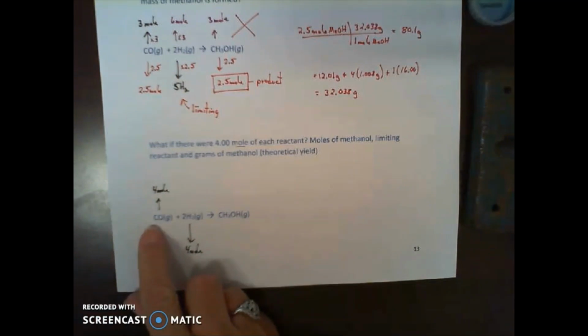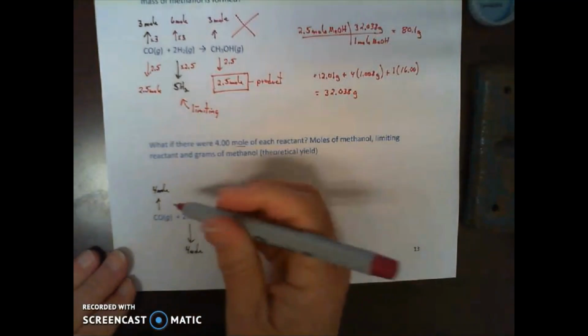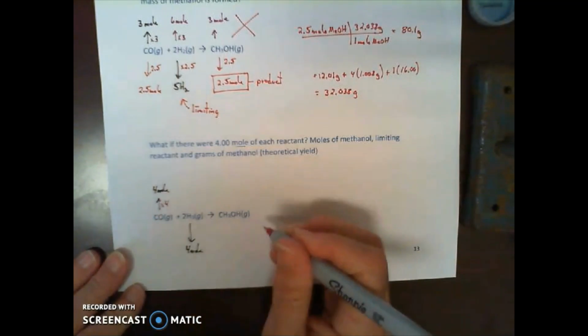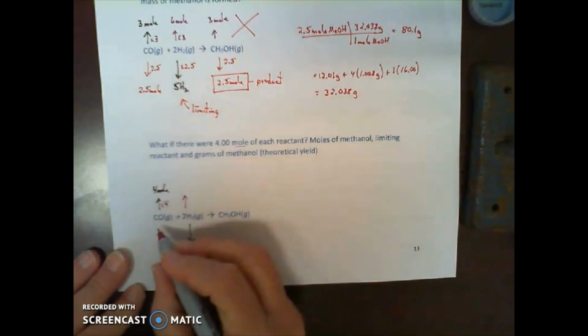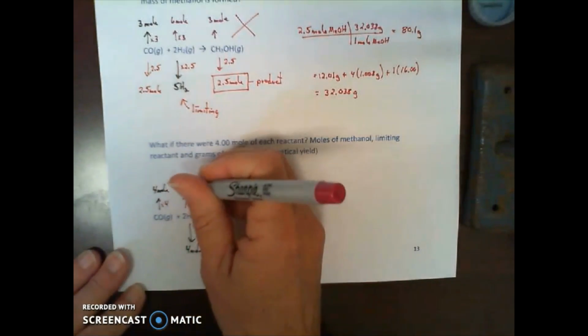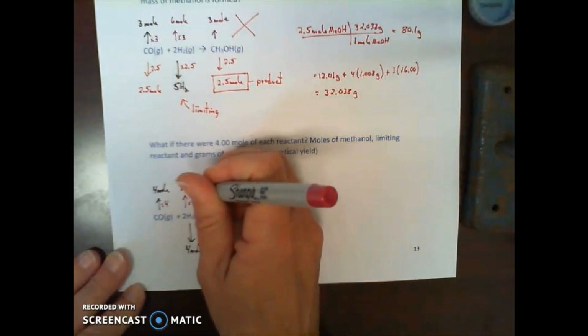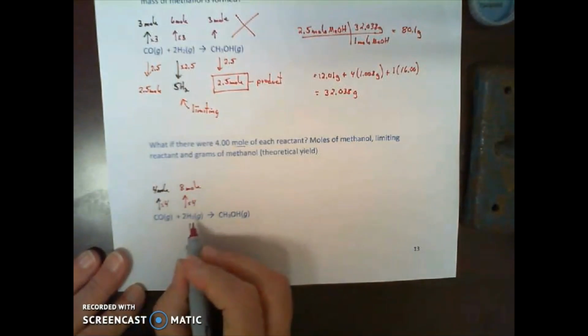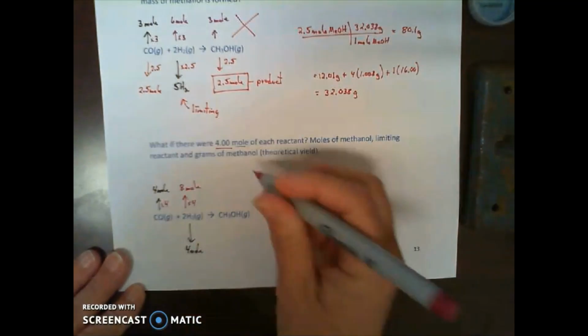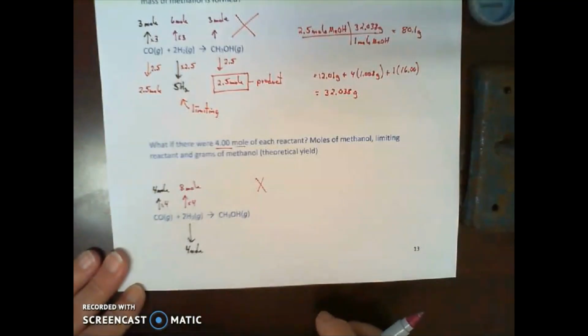Okay, so we'll have to keep the same colors. To get from 1 to 4, we're going to multiply by 4. What we do to the carbon monoxide, we need to do to the hydrogen. So 4 moles of carbon monoxide will react with 8 moles of hydrogen. Do we have 8 moles of hydrogen? No, we do not. We have 4 moles of hydrogen. So this is not going to happen.